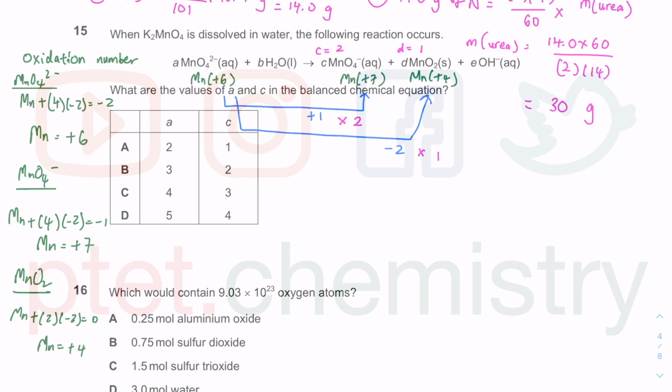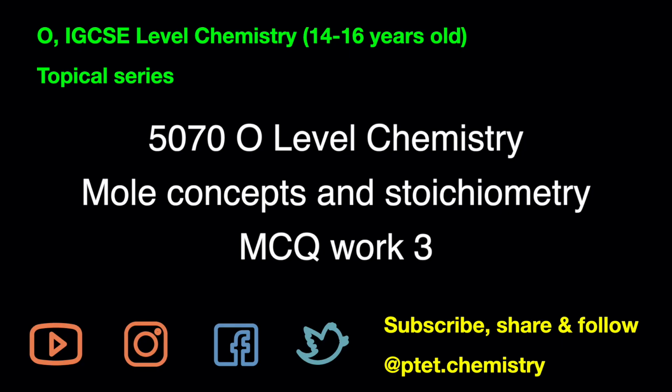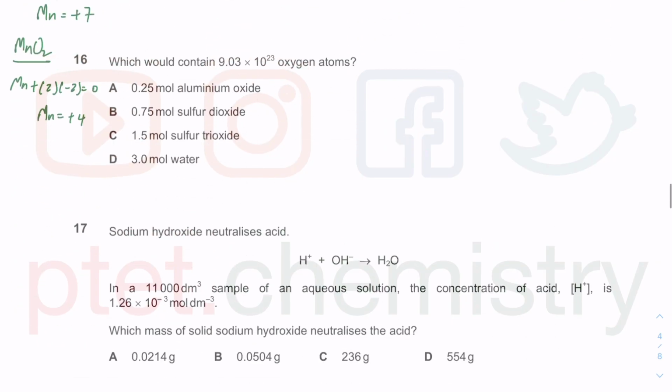Changes in oxidation number must be balanced out. So C times 1 manganese, 2 times 1 is 2 manganese, 1 times 1 is 1 manganese, 2 plus 1 manganese will give you 3 manganese, and therefore here is 3 for A and 2 for C there. This topic will become more apparent and easier to balance once you have learned the topic on redox, where the changes in oxidation number must balance out. Anyway, moving on to the next question.